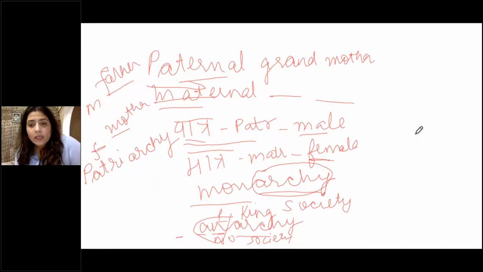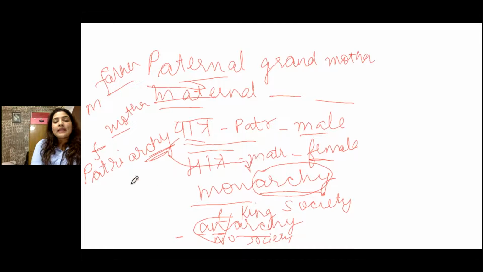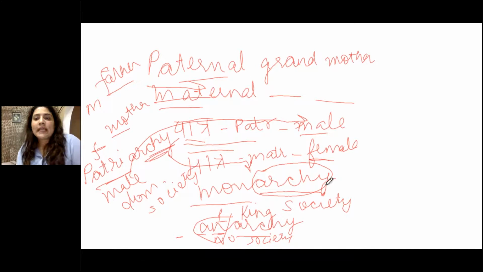Absolutely correct. A male dominating society, men dominating, man holds primary importance. Exactly. When eldest male is the head of the family, Jagrup, no. Eldest male is not the head of the family. Archy is a root word which means society. Patra is a root word which means male. So it is a male dominating society.